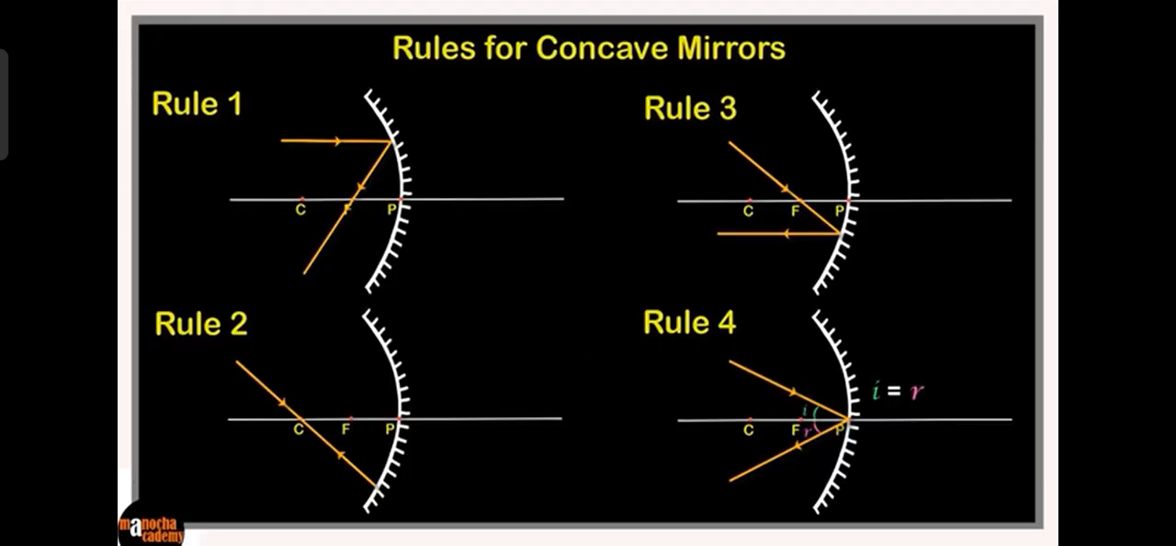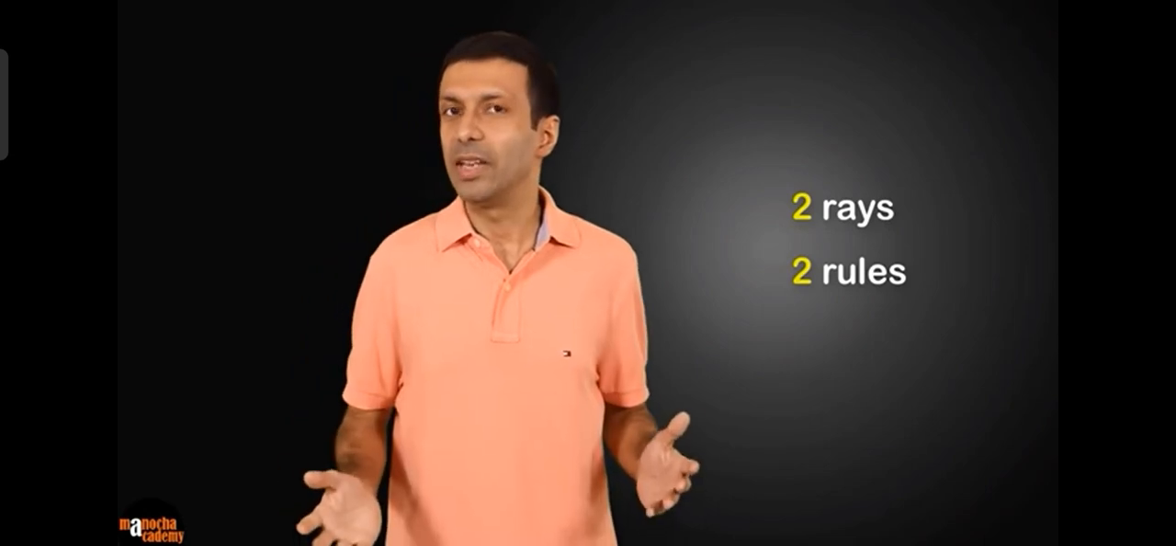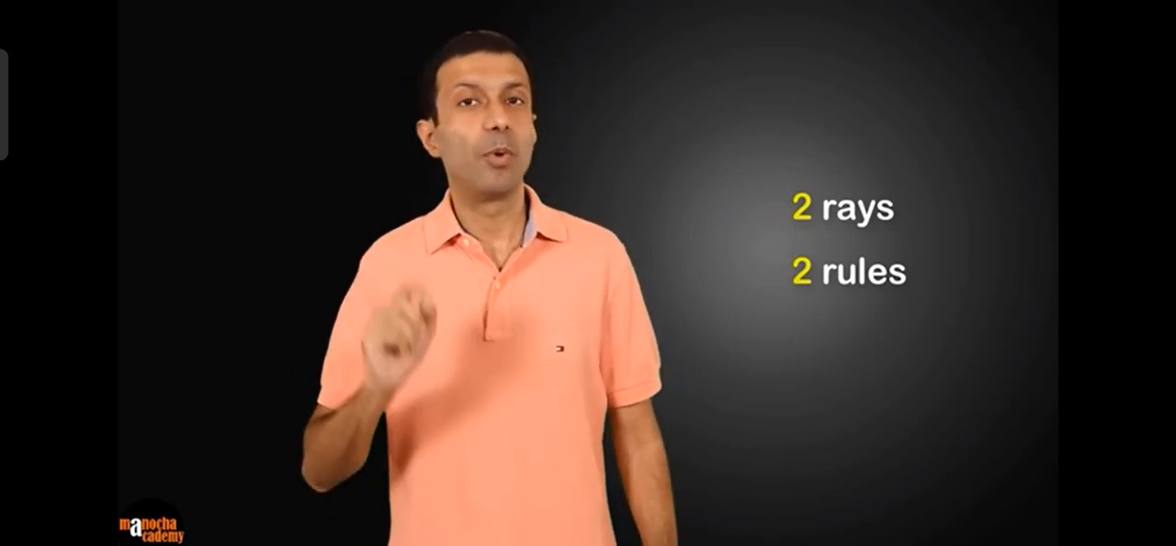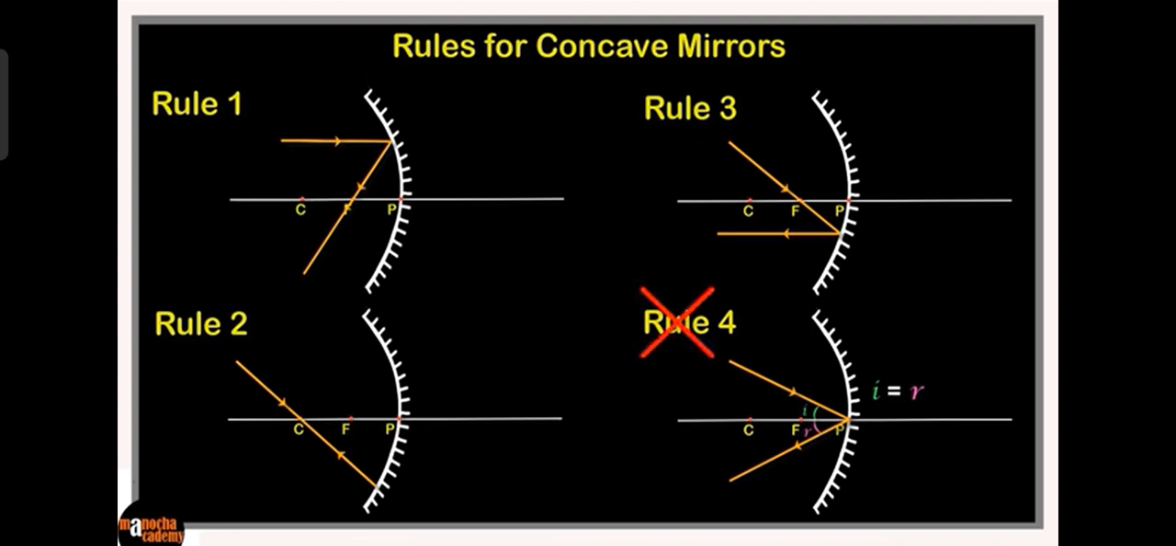Let's place the 4 rules that we have learned for concave mirrors on our concept board. Remember, when drawing an image, you need 2 rays from a point on the object. So for concave mirrors, you need to select two rules that are convenient for the diagram. Now, an important note here is avoid using the fourth rule unless really necessary, because it's hard to measure angles accurately with your protractor. So it can lead to inaccuracies in the diagram. So basically you need to use 2 out of the first 3 rules for concave mirrors.